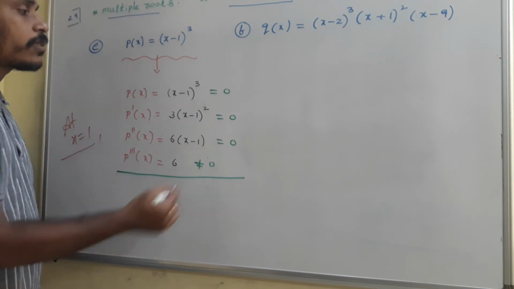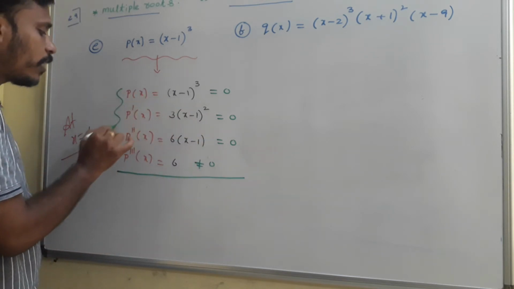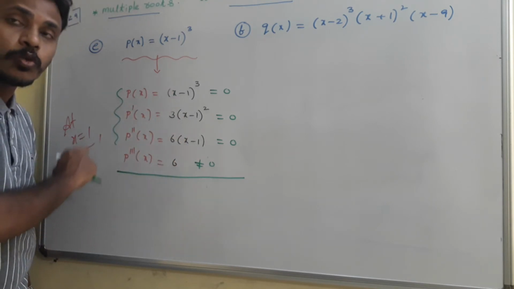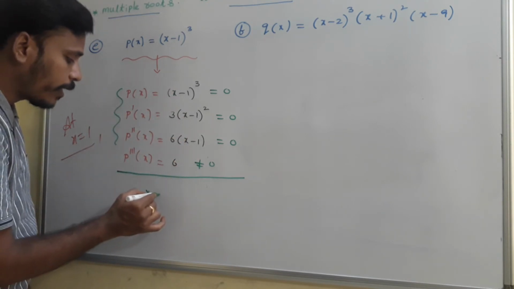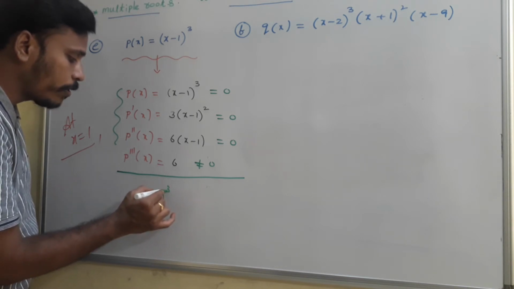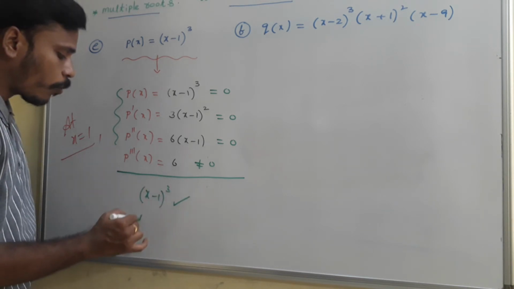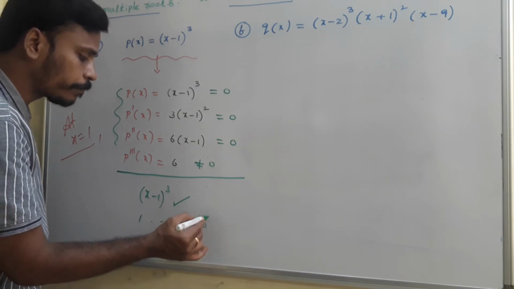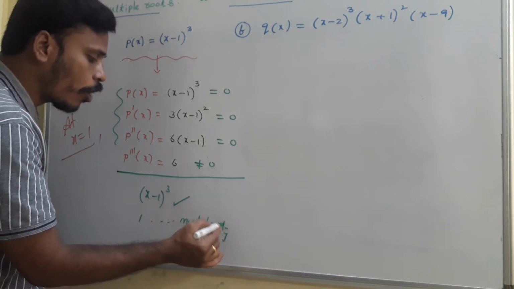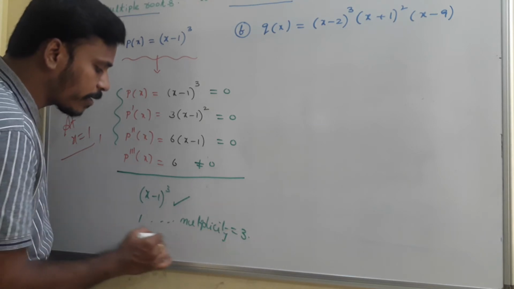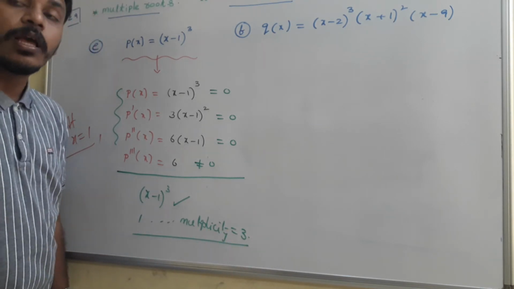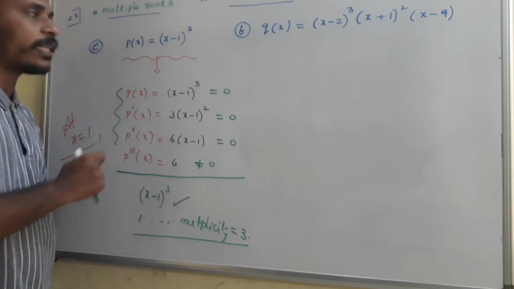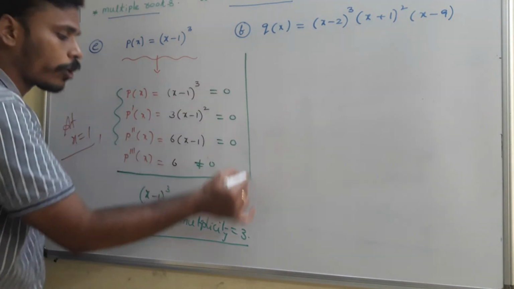When you observe all these things, the value is 0 for 3 times, right? Since for 3 times at x equals 1 the values are 0, clearly x minus 1 whole cube is a factor, and we say that 1 is a multiple root of multiplicity 3. Actually we know everything. We know that 1 is a multiple root of multiplicity 3, but we are identifying the same situation related to the derivatives.